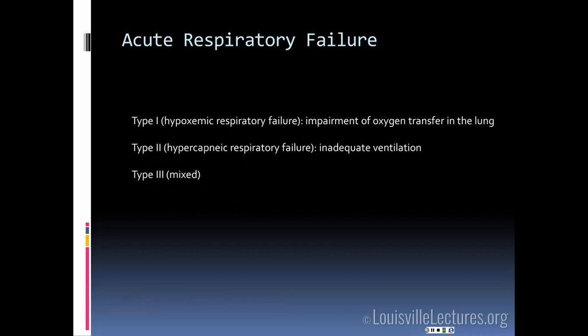So there are three types of acute respiratory failure. There is type 1 or hypoxemic respiratory failure, where you have an impairment of oxygen transfer in the lung. There's type 2 or hypercapnic respiratory failure, where you have inadequate ventilation. And there's type 3 or mixed.